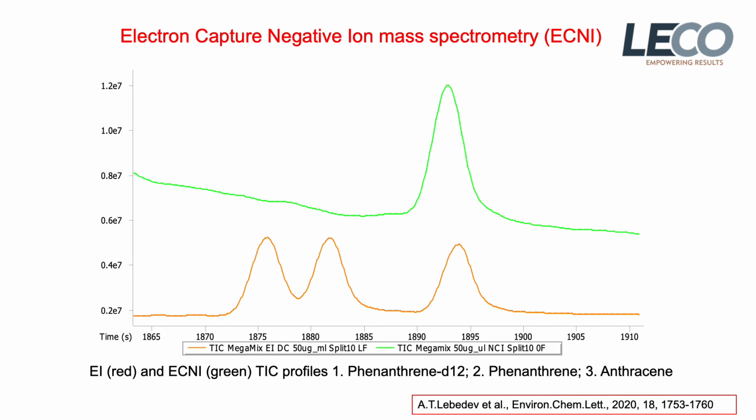Electron capture gives you a chance to distinguish between isomers. Look how different is the sensitivity of this method in the case of isomeric phenanthrene and anthracene.